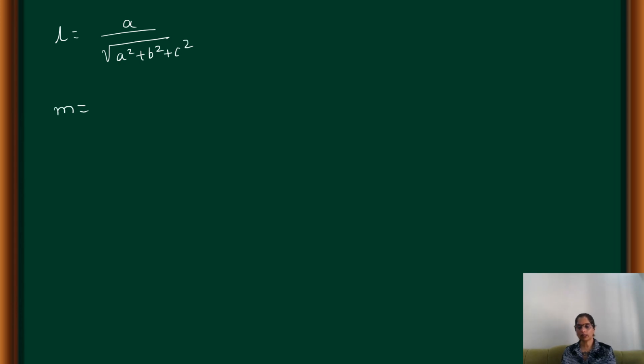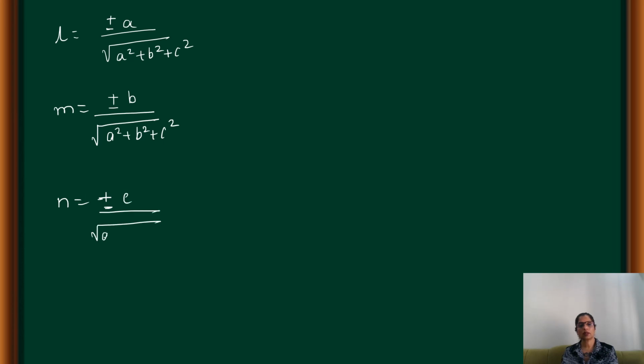M is equal to what? M will be plus or minus b by root of a square plus b square plus c square. Why plus or minus? Because of the square root. And n is equal to plus or minus c by root of a square plus b square plus c square, because it is a direction cosine, it can be either plus or minus. I hope this is clear. There is no doubt until here.